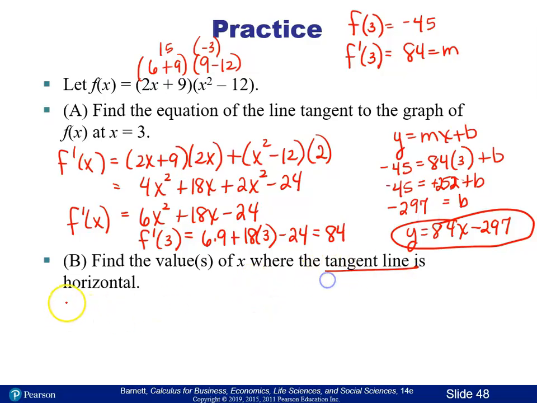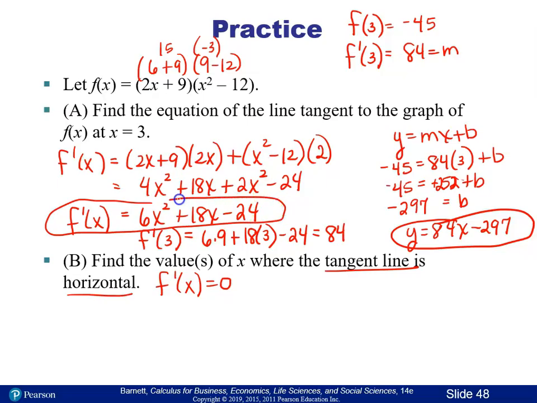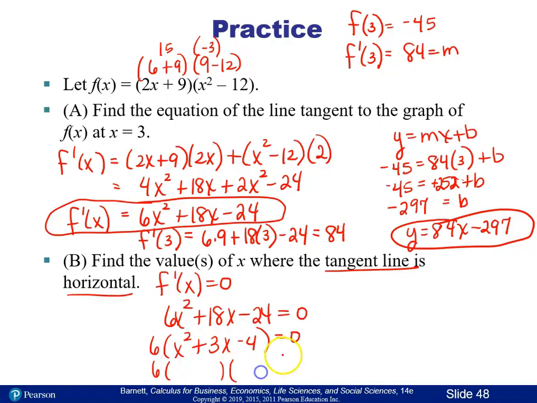Part B, where is the tangent line horizontal? That's where the derivative is going to be equal to 0. So I want to take the derivative that I found here and set that equal to 0. So I'll factor out my GCF. And then again, this is going to factor pretty easily. Two numbers that multiply to give me 4 and subtract to give me 3 will be +4 and -1. So if I set each factor equal to 0, I'm going to get -4 and 1.